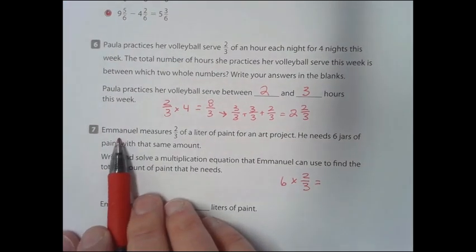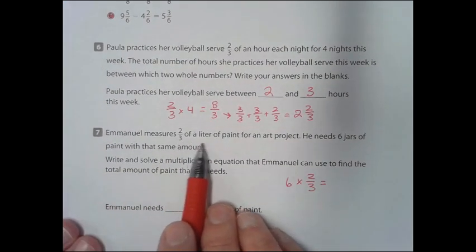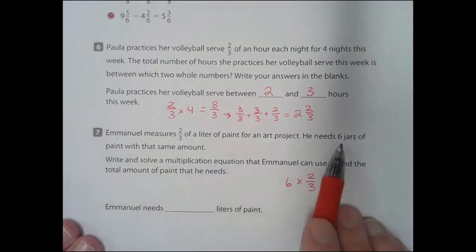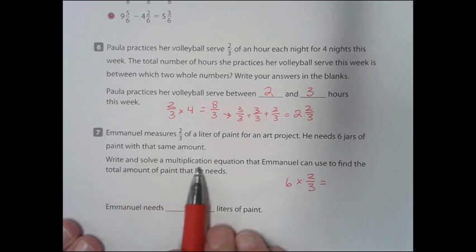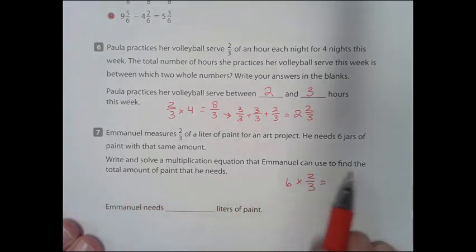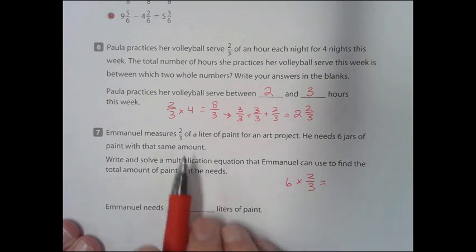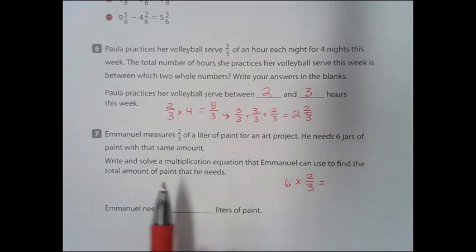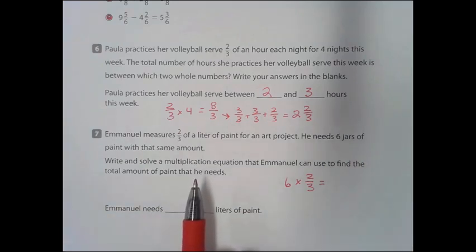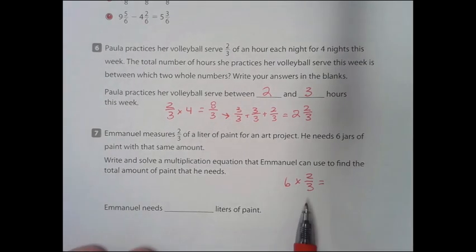All right. Emmanuel measures 2/3 of a liter of paint for an art project. He needs 6 jars of paint with that same amount. Okay. So again, write and solve a multiplication equation that Emmanuel can use to find the total amount of paint he needs. So again, 2/3 liter of paint, and he needs 6 jars. So he's taking that and dividing it into 6 jars, right? So we got to figure out how much total paint he needs. So it's 6 jars. Each jar has 2/3 liters of paint. So we got to go 6 times 2/3.